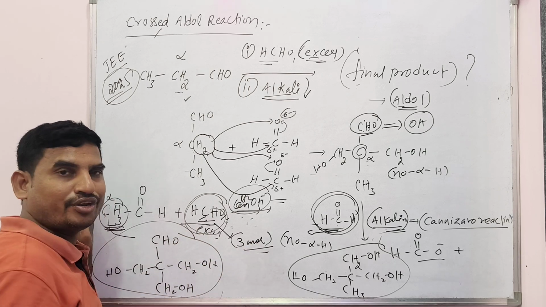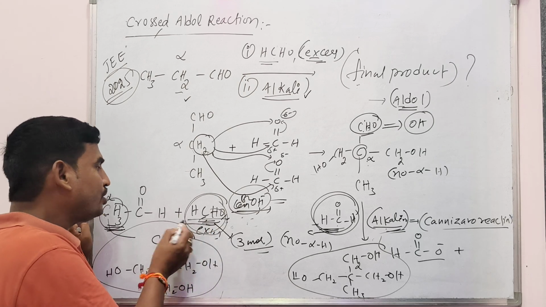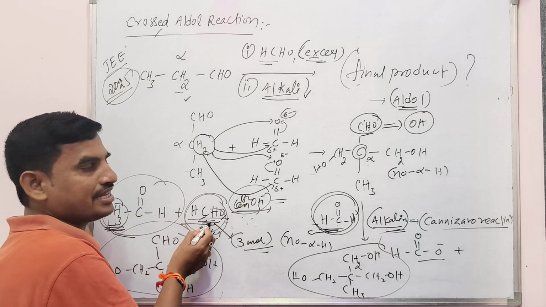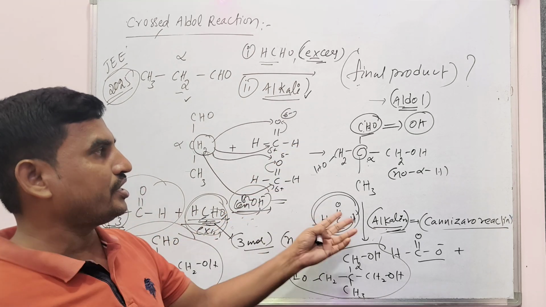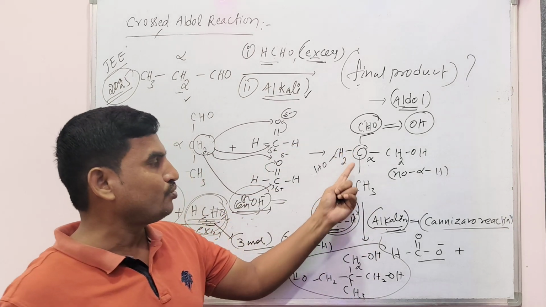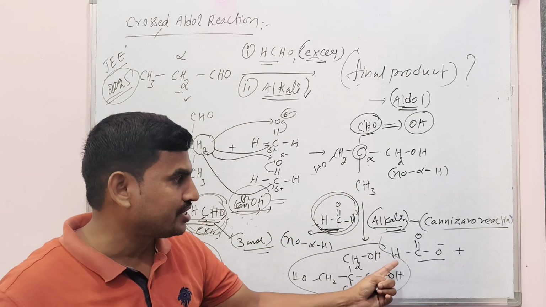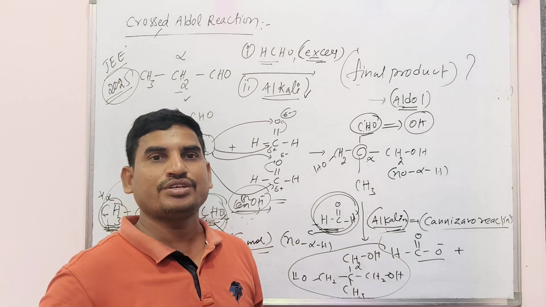Sometimes they ask numerical questions. How many formaldehyde molecules are involved in this aldol? If you take excess, how many formaldehyde molecules are involved? Here the total is 2, followed by one more in oxidation. So here also 3 molecules, right.